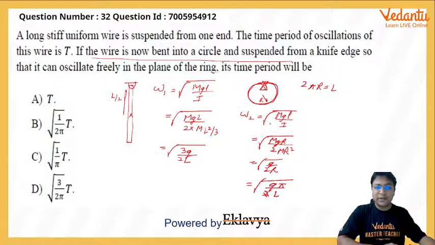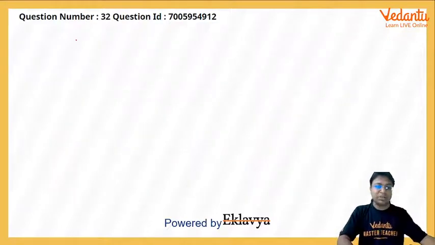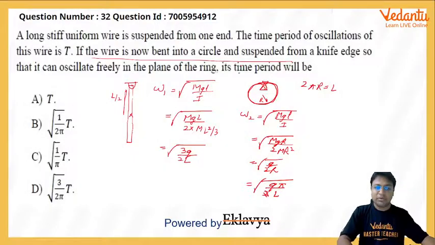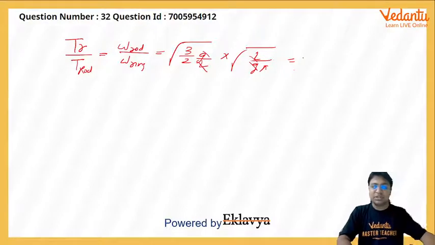Now the question says that the time period of the ring is what we are looking for. Let me do it on the next page. So time period of the ring divided by time period of the rod can be written as omega of rod upon omega of ring. So omega of rod was root of 3 by 2 g by L, and omega of ring will be root of g pi by L. So L gets cancelled, g gets cancelled. So we get root of 3 by 2 pi. So this is the ratio we are getting.